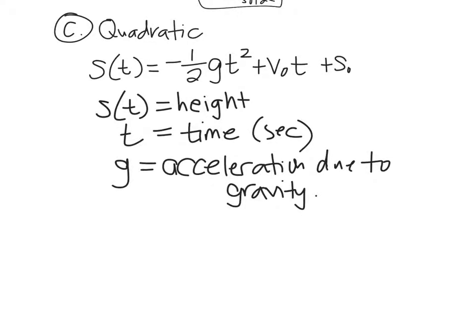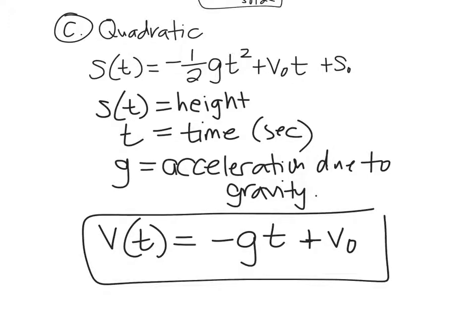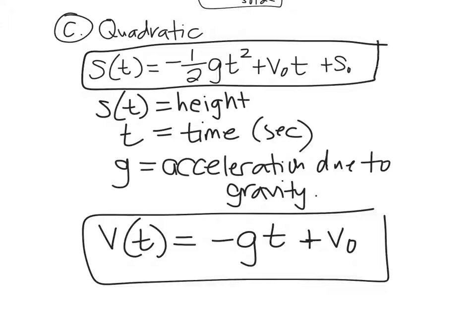Okay, acceleration due to gravity. And then there's one more. There is the velocity equation, v of t. V of t is -gt plus v sub 0. Okay? And when you get to calculus, you're going to see how these two are related to each other. This is the derivative of that one, but we don't know derivatives yet.